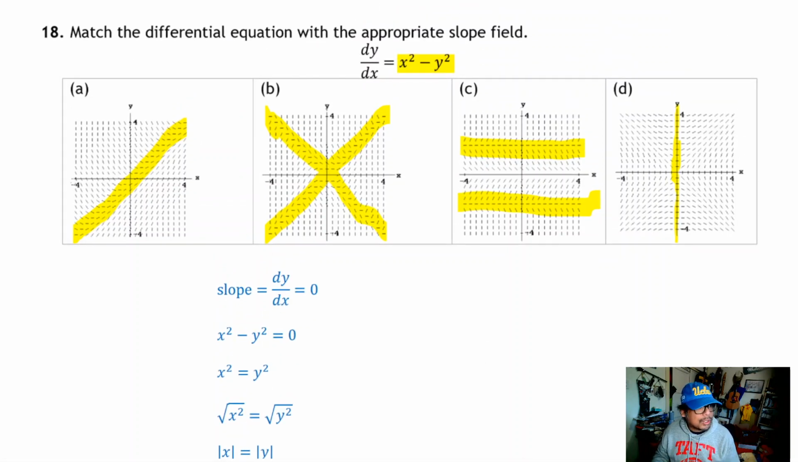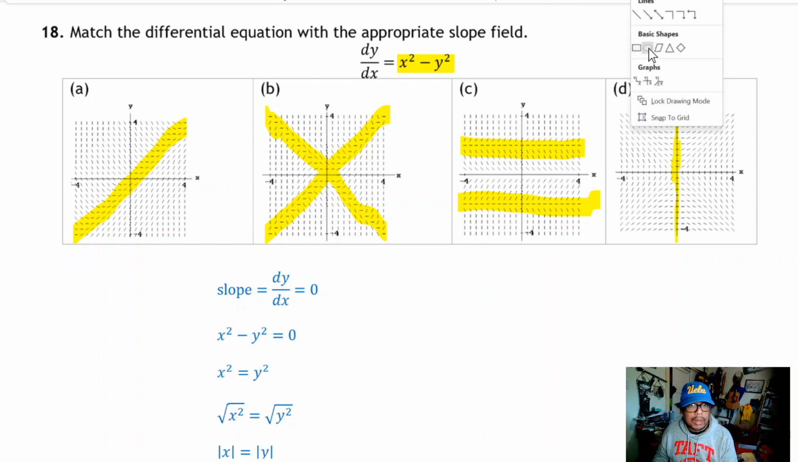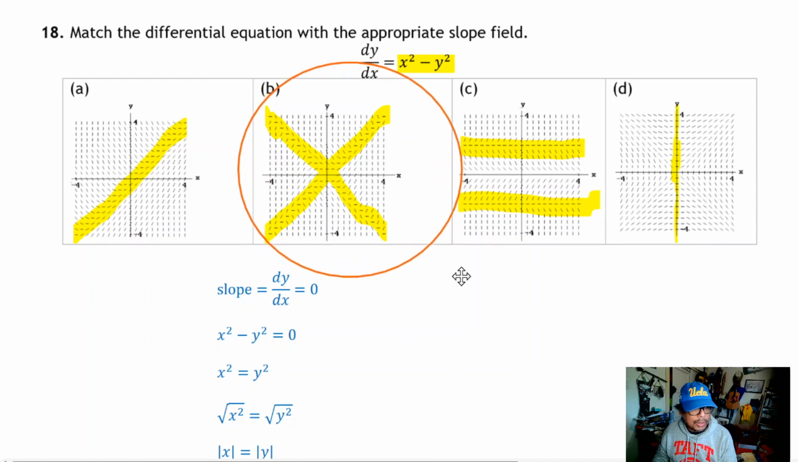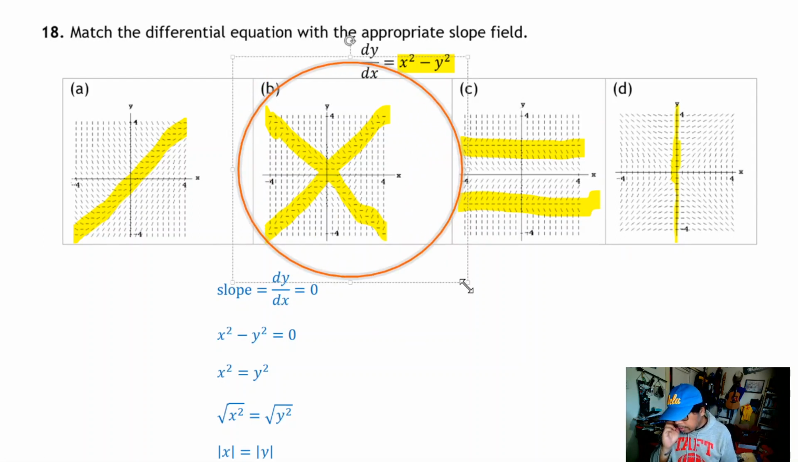Let's draw a circle around our answer. And we are finished. So there we go, there's our question. Numbers 14 through 18. We'll see you on the next video.